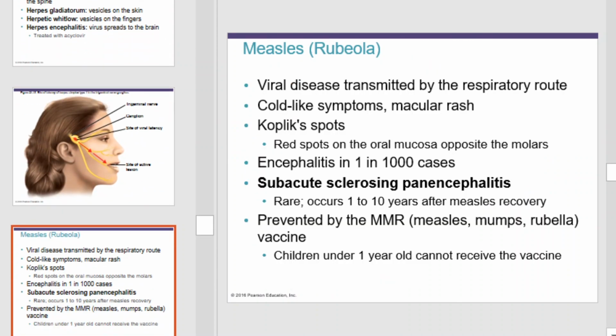Measles. Measles is a viral disease transmitted by respiratory route, has cold-like symptoms, and creates a macular rash. Koplik spots are red spots on the oral mucosa opposite the molars. Measles can cause encephalitis in 1 in 1,000 cases. Measles can lead to subacute sclerosing panencephalitis, which is rare. It occurs 1 to 10 years after measles recovery. Measles can be prevented by the MMR vaccine: measles, mumps, rubella. Children under the age of 1 cannot receive the vaccine.